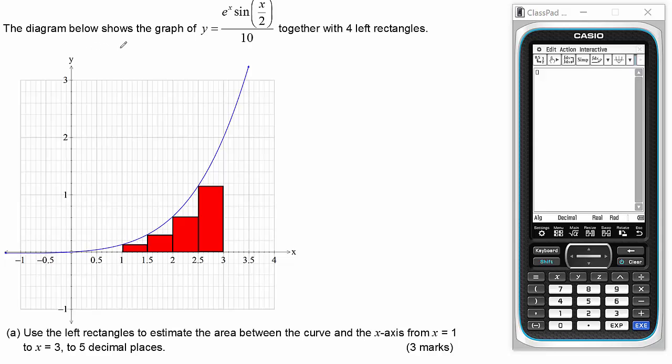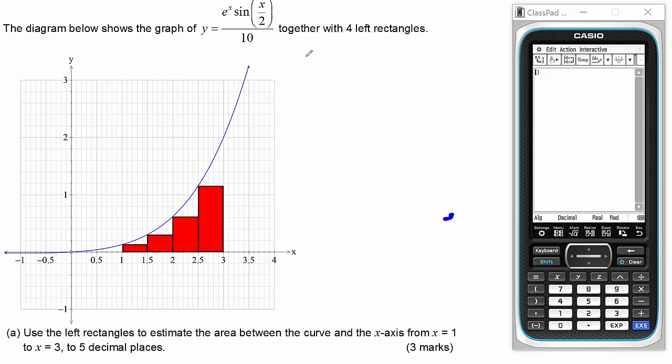The diagram shows the graph of y equals e to the x sine x over 2, all divided by 10, together with 4 left rectangles. We want to use the left rectangles to estimate the area between the curve and the x-axis from x equals 1 to x equals 3 to 5 decimal places. So we can see that the widths are all 0.5 and we want the heights at the left hand end.